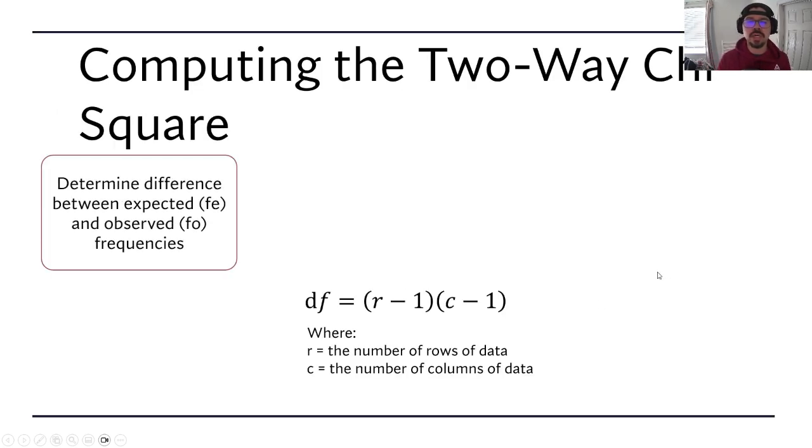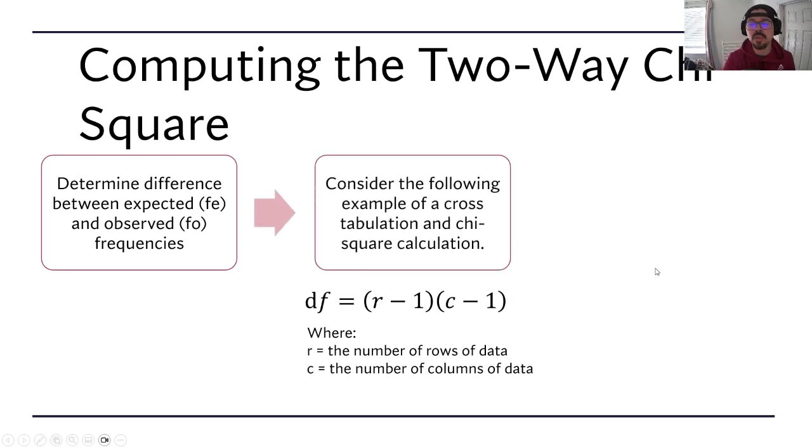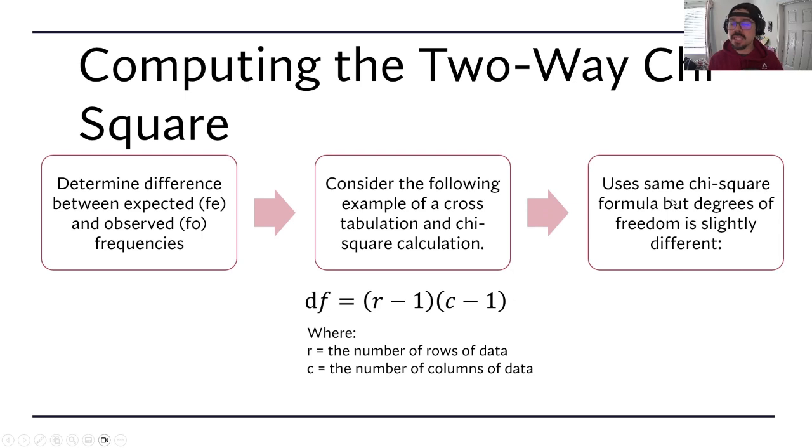In order to calculate the two-way chi-square by hand, we would need to determine the difference between expected and observed frequencies by calculating the expected frequencies. We would consider the following example on the next slide. I'm going to show you how to use the row and column marginal totals to calculate your expected frequency. It uses the same chi-square formula, but the degrees of freedom are slightly different: R, the number of rows in our data, minus 1, multiplied by C, the number of columns, minus 1. We would multiply those numbers together.